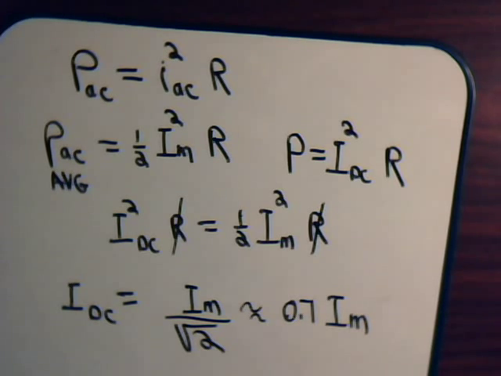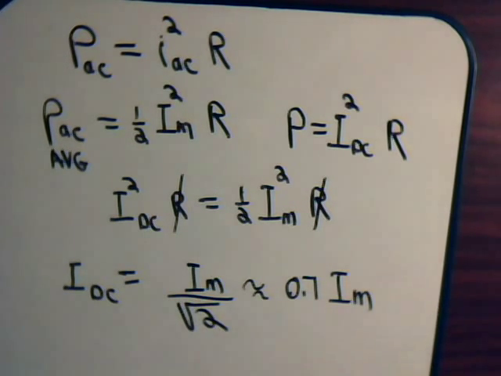And sometimes this is called the root mean square value. Or sometimes you just see it abbreviated as RMS. But anyway, that's where it comes from.